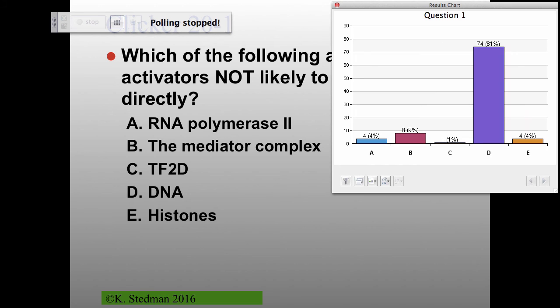It looks like this is something we don't need to talk anymore about. Yes, the definition of a coactivator is that it does not interact with DNA. Coactivators are known to interact directly with RNA polymerase and with the mediator complex and with TFIID and with histones. So the only thing that's left, even if it weren't part of the definition. So hopefully all the final exam questions will be like this too.